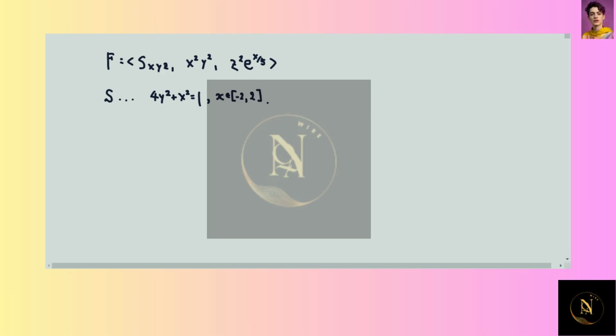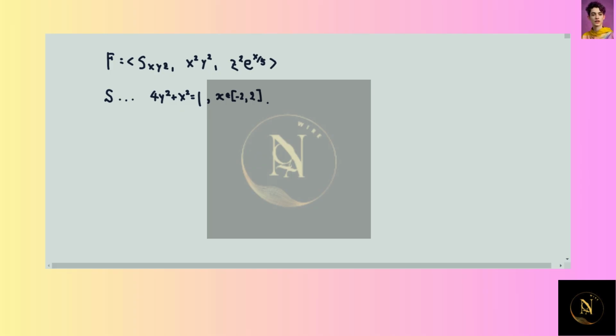Alright, let's go ahead and solve this problem. So there's a complex looking flux integral that we want to evaluate. F is given as sine of xyz i, x squared y squared is the j vector, and the k vector is z squared e to the x over 5.